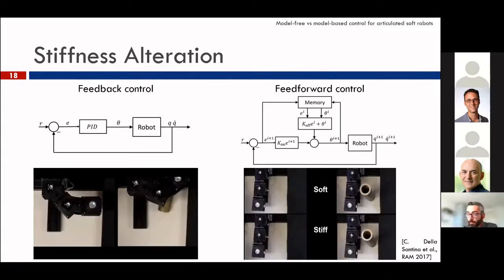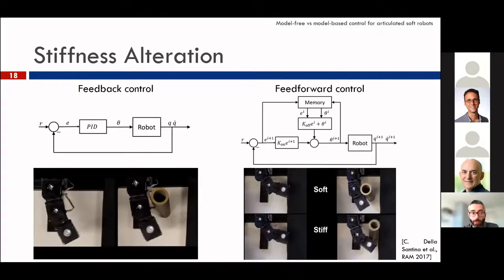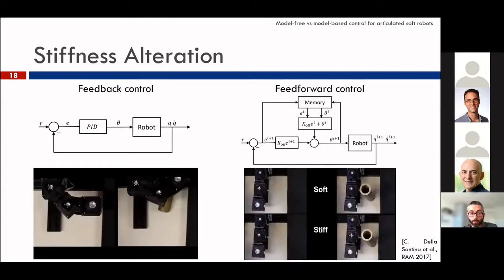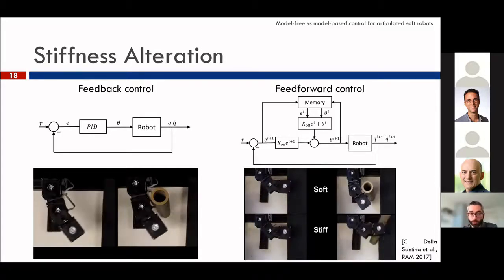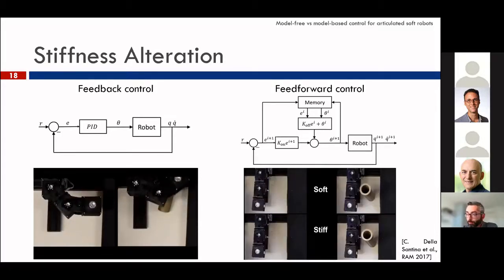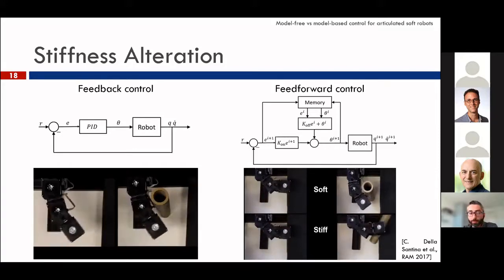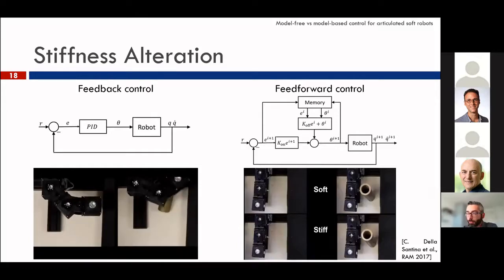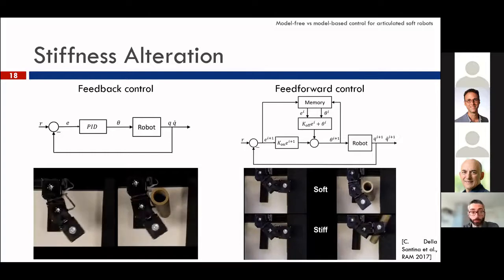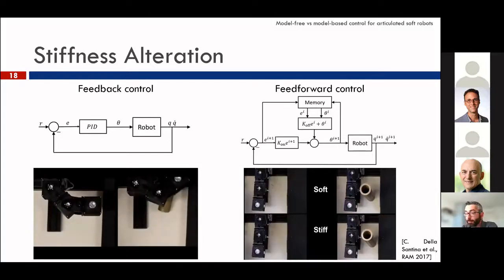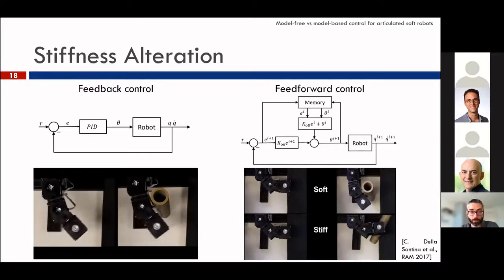And as you can see on the left, despite the fact that we commanded the soft behavior, the robot behaves as stiff. While using feed-forward control, we do not have that issue. So now the question is, we built more complex robots that are more expensive and also more difficult to control. But at the end, we have basically a traditional rigid robot. So why do we do that?